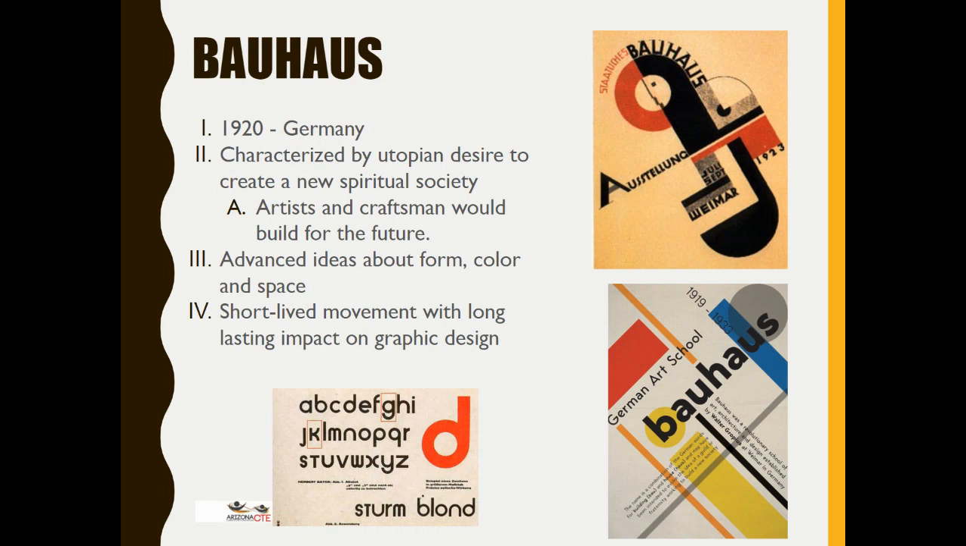And the Bauhaus movement. The Bauhaus movement was kind of short-lived. It got cut off actually by World War II. It was 1920s in Germany. So again, another country, same time period. But they, again, were characterized by a utopian desire to create a new spiritual society. So after World War I, their country was torn apart a little bit. They wanted to bring it back together. And so their whole idea, kind of like De Stijl, was to show a new spiritual society, harmony, bringing everything together. So artists and craftsmen would build the future. So they wanted to combine the visual arts and crafts and architecture and bring it all together. Advanced ideas about form and color and space.